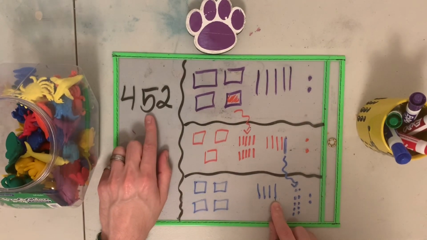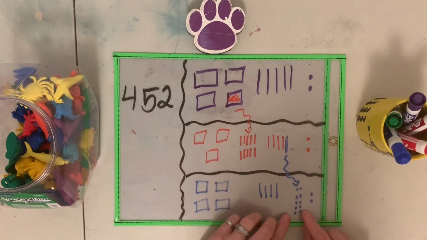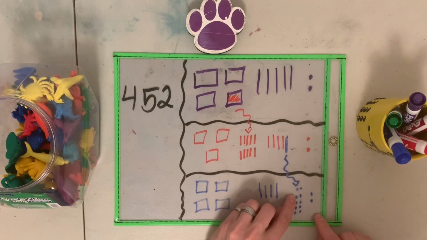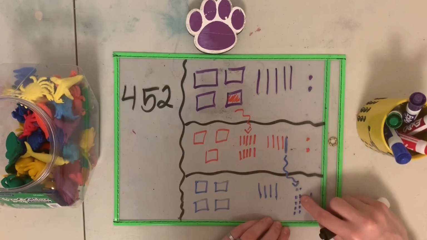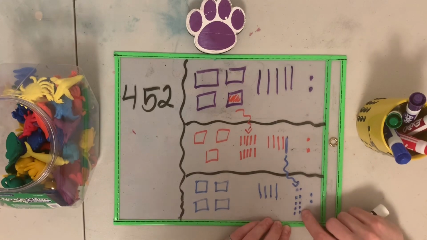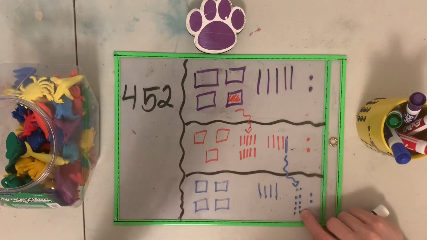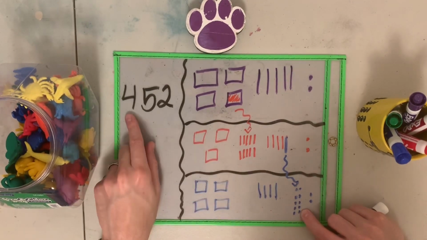Here we have 450, but now we have 440. Let's count the ones. 441, 442, 443, 444, 445, 446, 447, 448, 449, 450. Sorry, 450. My bad. I don't know what's happening with me.